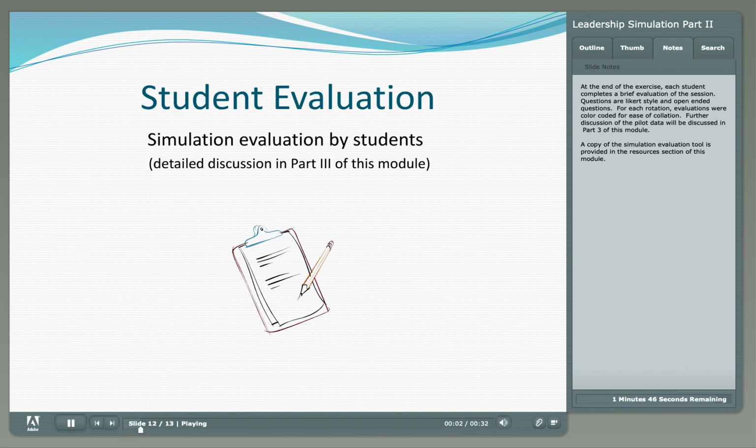Student evaluations. At the end of this exercise, each student completes a brief evaluation of the session. Questions are Likert style and open-ended questions. For each rotation, evaluations were color-coded for ease of collation. Further discussion of the pilot data will be discussed in Part 3 of this module. A copy of the simulation evaluation tool is provided in the resources section of this module.